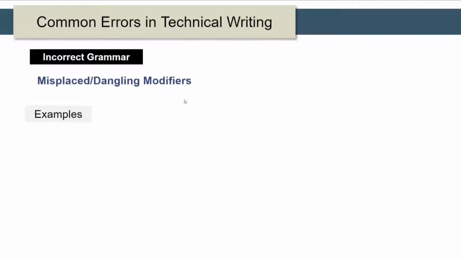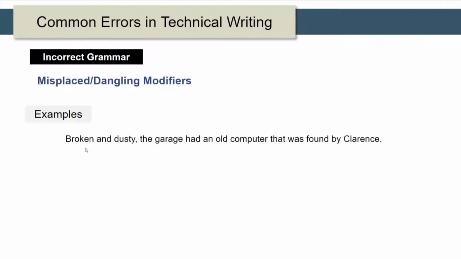Another most common type of grammatical error that we make is the misplaced or dangling modifier. What it means is that the word you are using to describe some other word is misplaced in its alignment, so it's not really clear what exactly you were trying to describe. An example is: broken and dusty, the garage had an old computer that was found by Clarence.